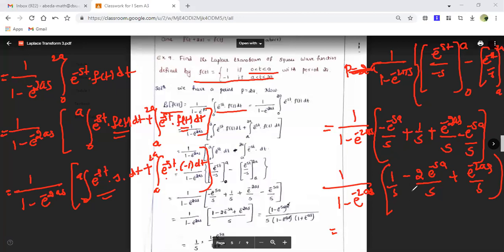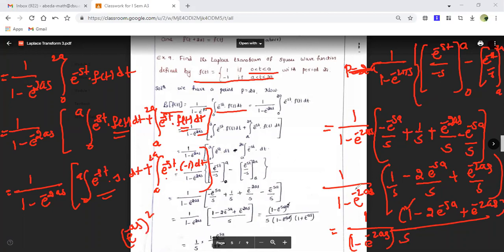You can see that in the denominator it is s, so I can write it as 1 minus e to the power minus 2as into s in the denominator, and in the numerator it is 1 minus 2 times e to the power minus sa plus e to the power minus 2as. Again, as in the previous example, you can observe it is in the form of a square. We can write this as e to the power minus as the whole square, that is b square, and this is your 2ab minus 2ab. So we can write this as a square minus 2ab plus b square.